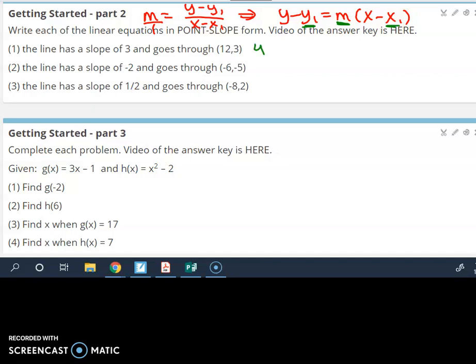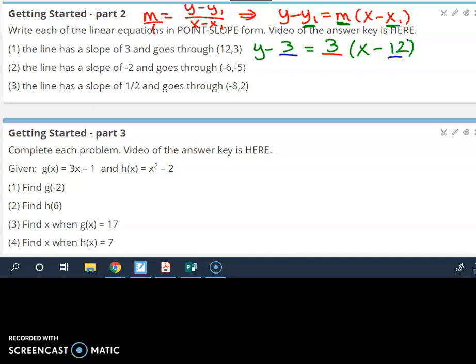So we did these problems like y minus some number is equal to my slope times x minus a number, and those two numbers that go with the y and the x are from the point. So y minus 3, this is the y value of the coordinate, is equal to 3, which is the slope, times x minus 12. This will be the point slope equation.